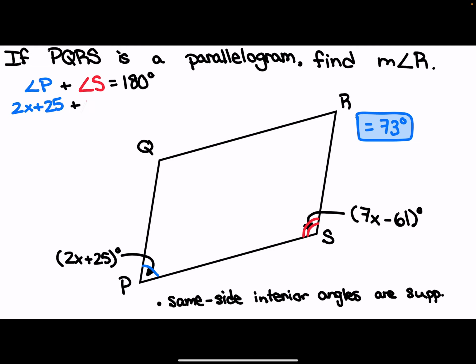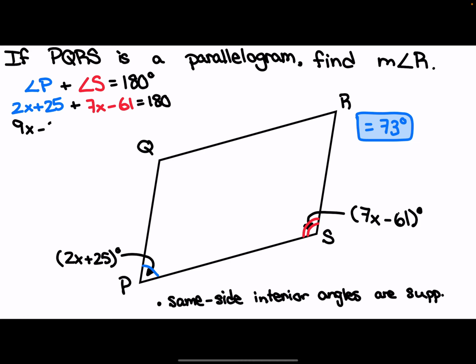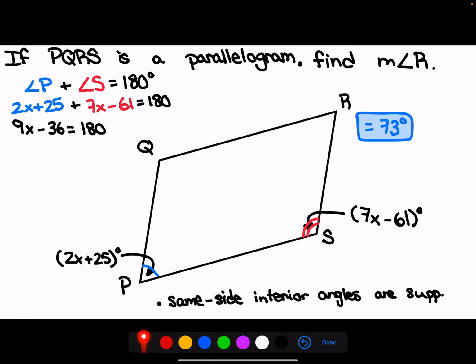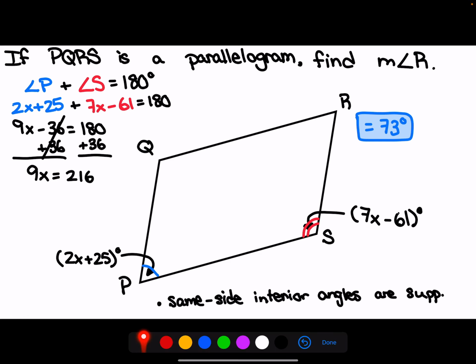That'll give me 2x plus 25 plus 7x minus 61 equals 180. And when we combine like terms, we get 9x minus 36 equals 180. From here, we'll add 36 to both sides, giving us 9x equals 216. And lastly, we divide both sides by 9, giving us x equals 24. So we now have x.